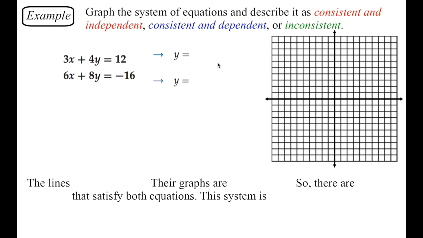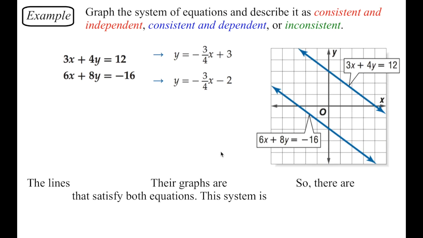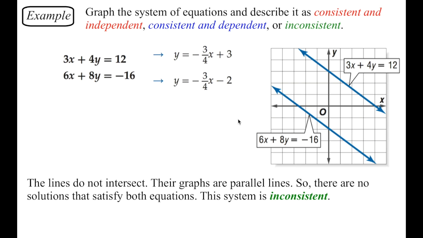And here's our last example, solving for y again. We notice that we have the same slope but different y-intercepts. So graphically, those lines are going to be parallel. They do not intersect, so there are no points of intersection. There's no common solution. So we say that that is an inconsistent system of equations.